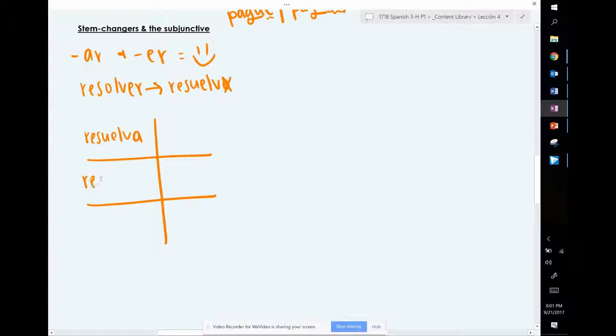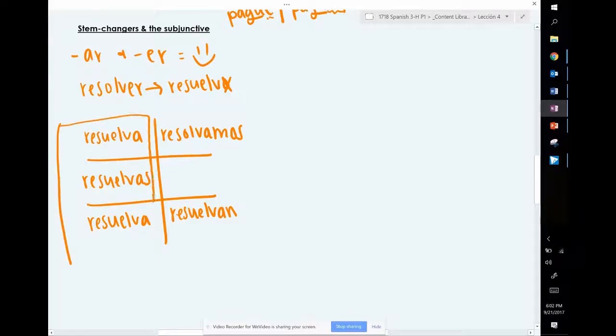Resuelva, resuelvas, resuelva, resolvamos, resuelvan. So the reason that I said AR, ER stem changers are good is because they follow a normal stem changing pattern. The stem change is going to happen in the boot, okay? The nosotros form has no stem change because it's not part of the boot.